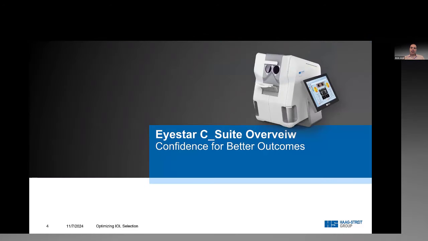Just before I start, I would like to draw your attention to the fact that it is equally important to understand the patient's lifestyle and the optical quality of the eye before selecting the right IOL. Here today, we will only cover the optical evaluation of the eye.